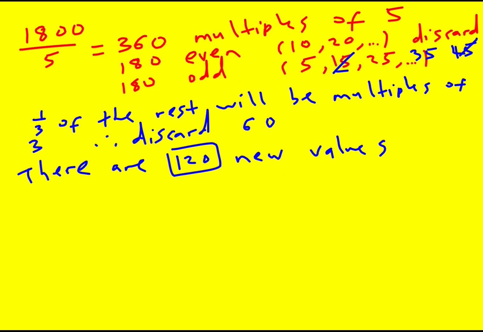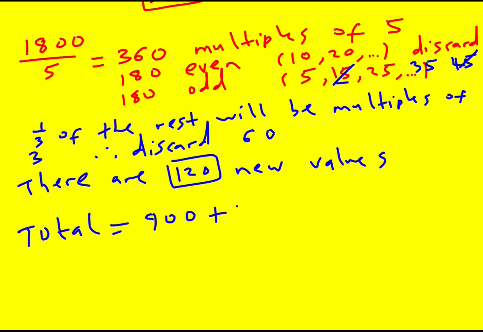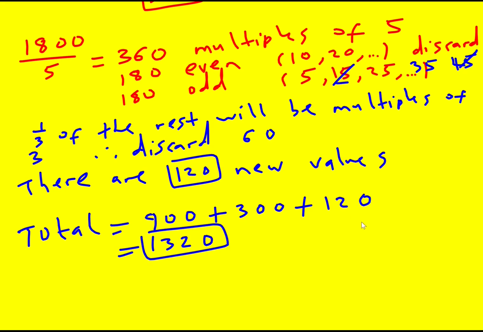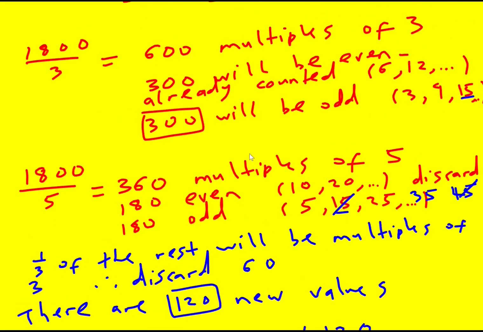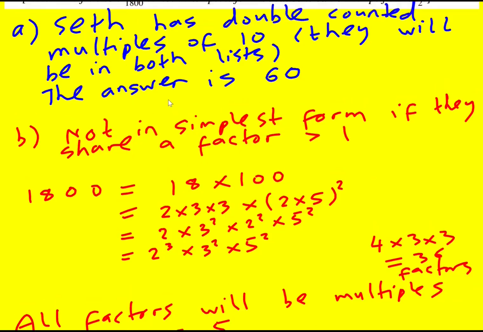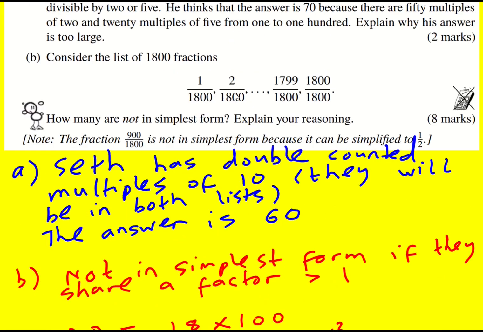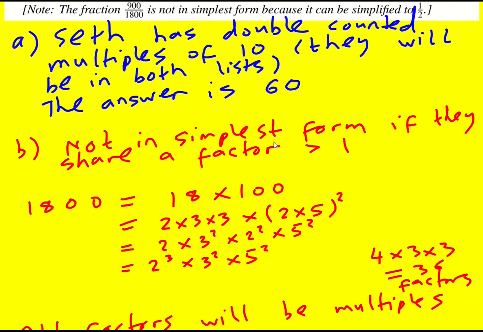So the total is going to be that 900 from before. Then I've got that 300 and then 120, which gives me 1,320 values. So quite a lot. And we could be asked which ones are not going to cancel down, in which case it would be 1,800 minus that 1,320.